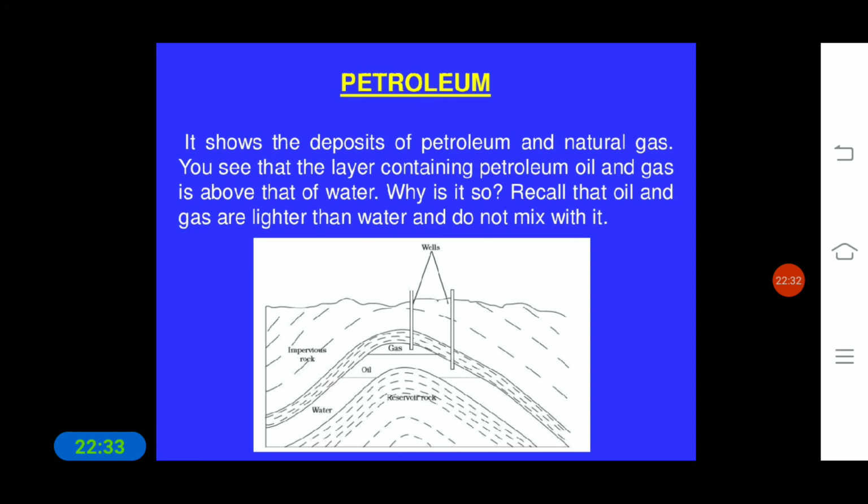In this picture you can see the deposit of petroleum and natural gas. You see that the layer containing petroleum oil and gas is above that of the water. Why is it so? Recall that oil and gas are lighter than water and do not mix with it. So the density of the oil is less than the water.